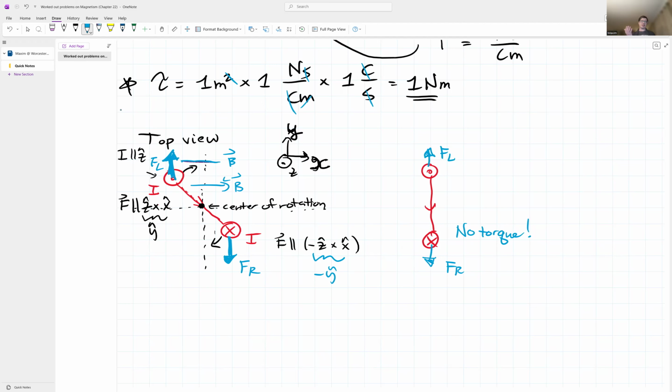So that means that it depends on the angle, basically. The amount of torque depends on the angle between the application of the force and the lever arm. The lever arm here is the direction from the center of rotation to where the torque is applied. So it's this angle right here.